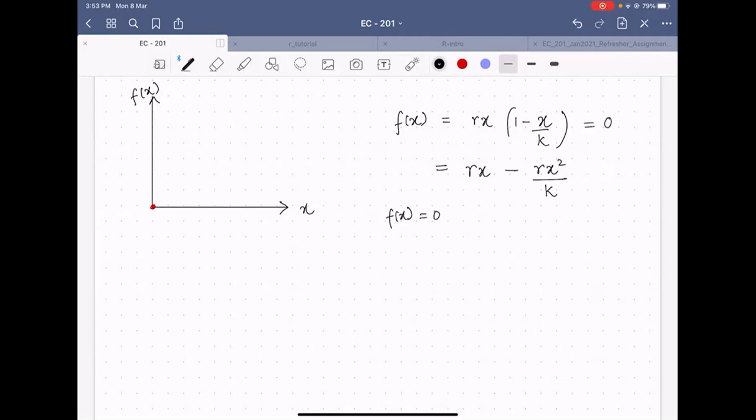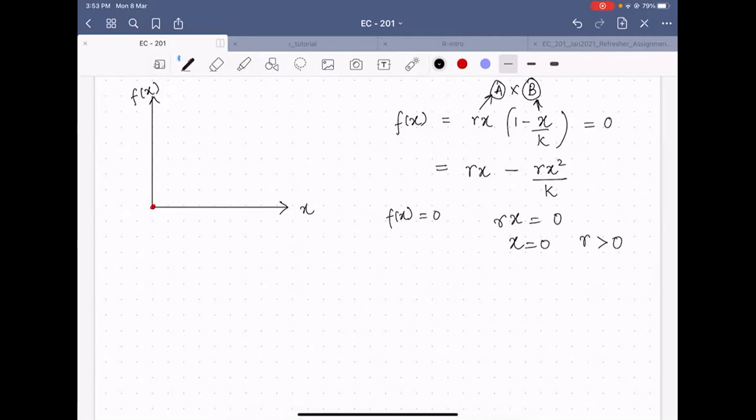So this is another way to look at the function. When I know that the product of two things is 0, say this is my a, which is rx, and my b is 1 minus x by k. So when would the product be 0? Either when a is 0, or when b is 0, or both are 0. When would rx be 0? It would be 0 when x is equal to 0, because we know that r is greater than 0, which is given in the question.